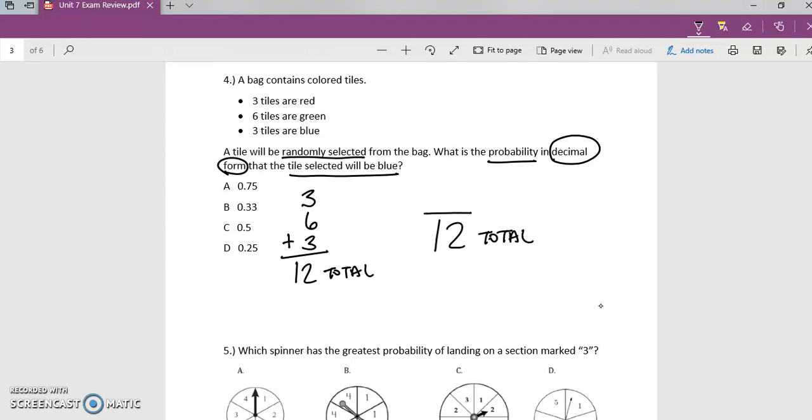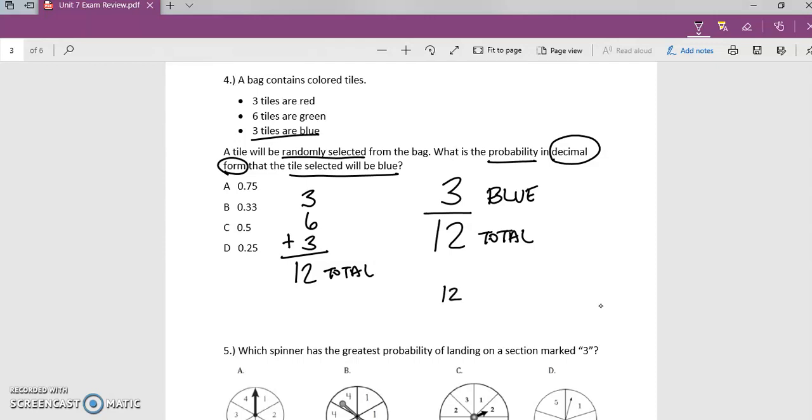And then again, they're asking what are the chances that I end up with a blue? Well, there's 3 that are blue, so that's 3 out of 12. So now, I can go ahead and try and divide this to make sure it's in decimal form.